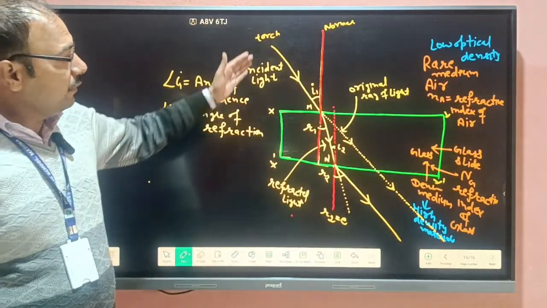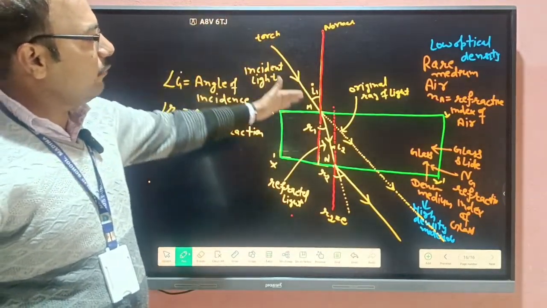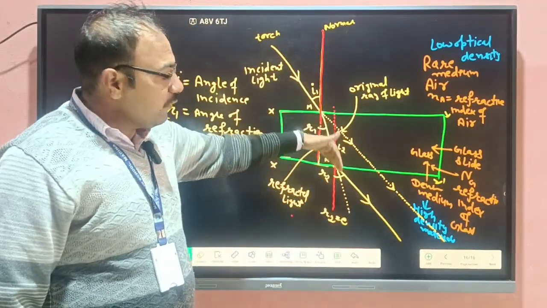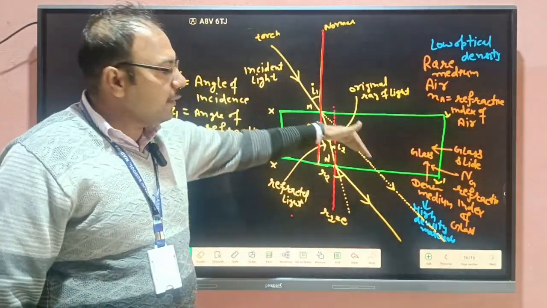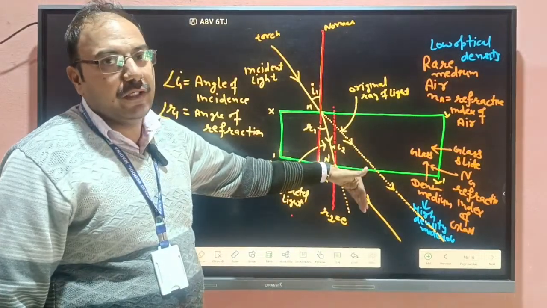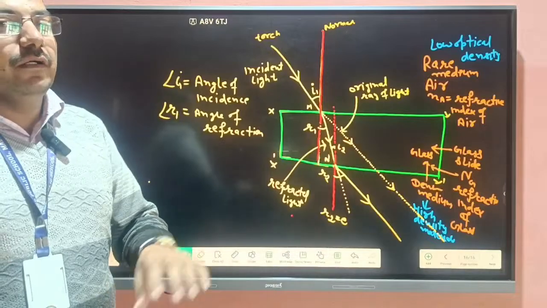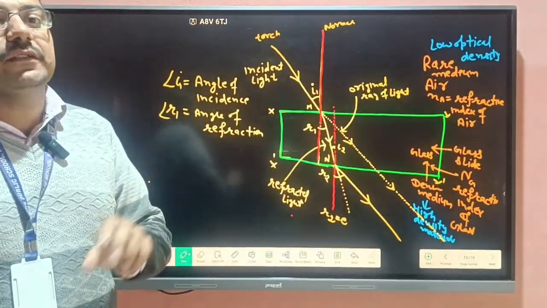So here, when light enters the slab and comes out from the slab, we see that the original ray is parallel to the emergent ray. So this is the refraction of light through a glass slab.